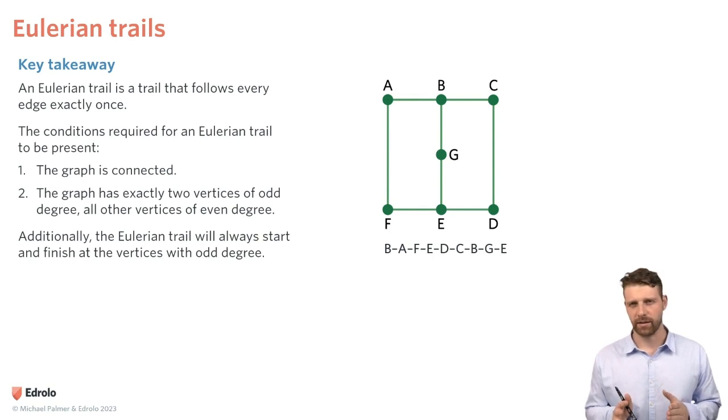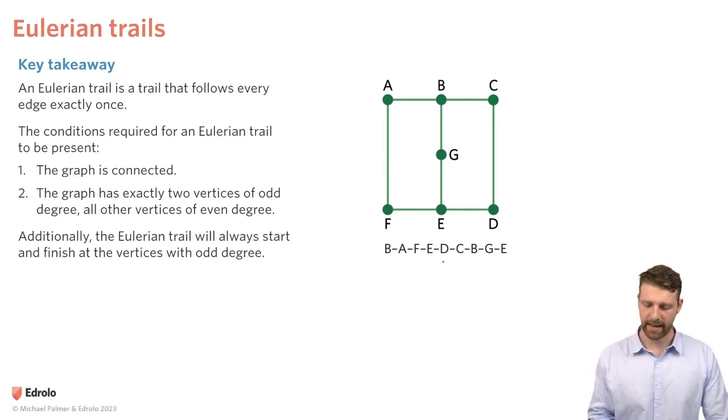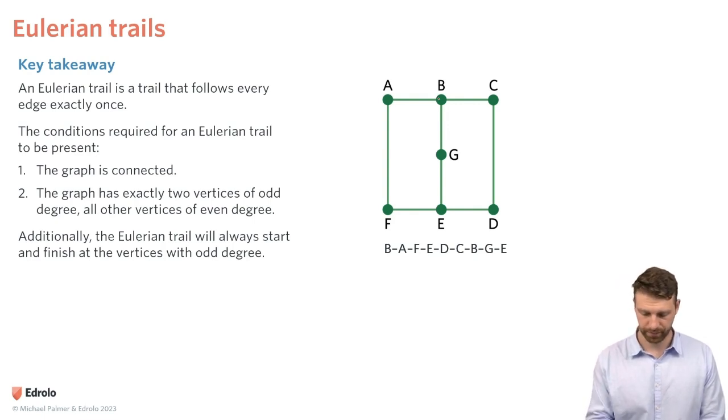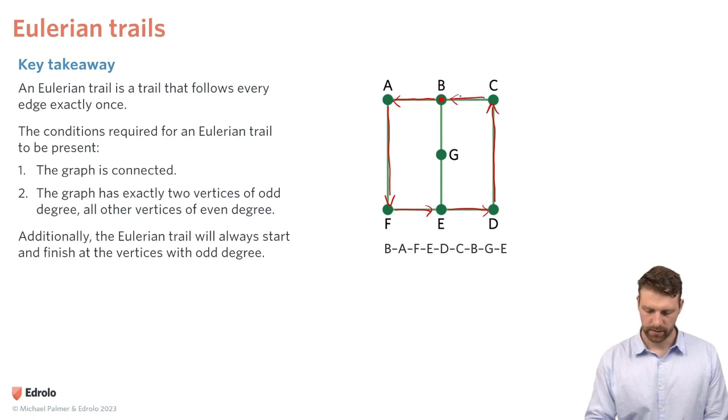I think the main thing here is you're trying to get across every edge without repeating an edge. So let's have a look here and see if we can do it. I've got a walk listed here, B, A, F, E, D, C, B, G, E. So let's follow that one and see what it does. Let's start at B and go to A, and then go to F, and then to E, to D, to C, to B, to G, to E.